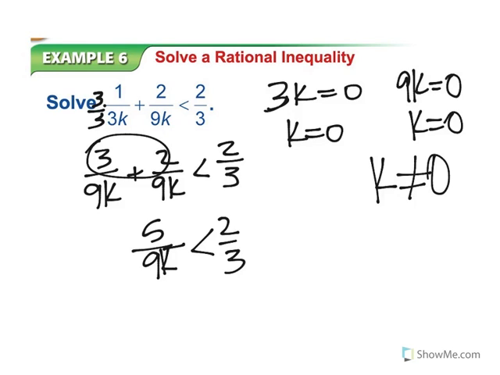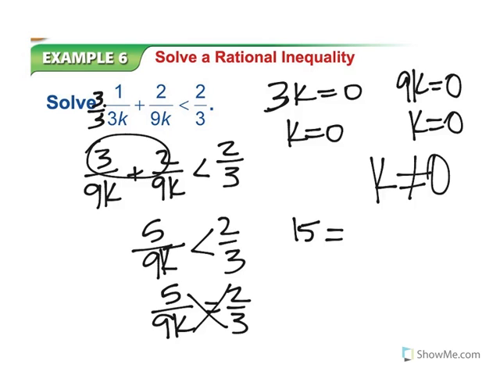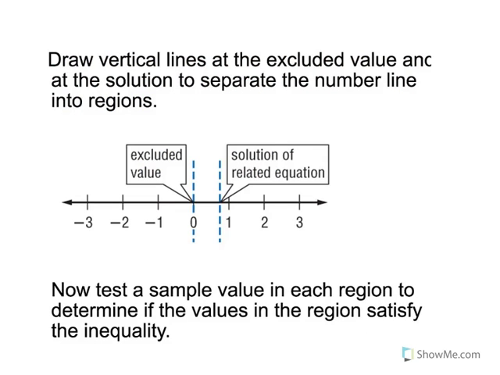Now what I'm going to do is change this to an equation with an equal sign. All it is is related. We're not necessarily telling you that's the answer. We have 5 over 9k is equal to 2/3. What I'm going to do now is cross multiply so I can see what my answer is. So I get 5 times 3, which is 15, is equal to 9 times 2, which is 18k. And if I divide on both sides, I get k is equal to 5/6.